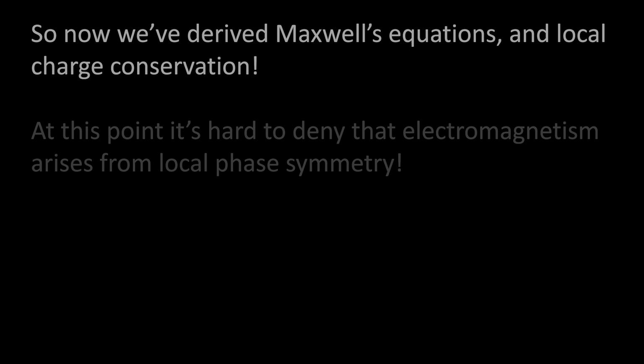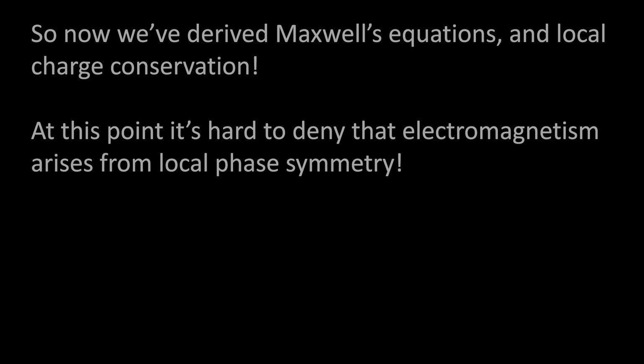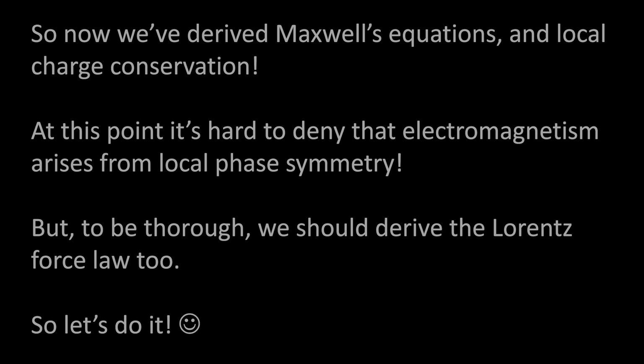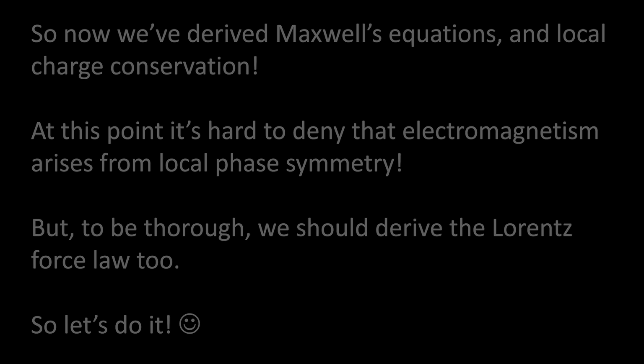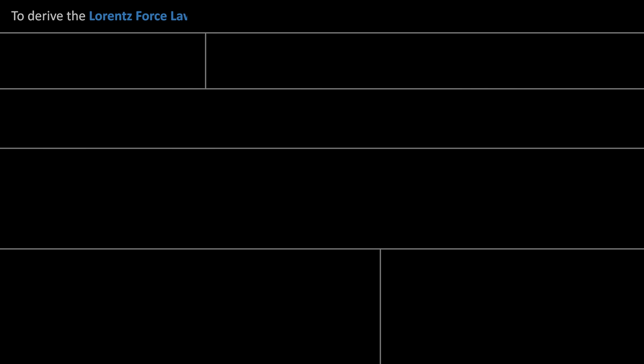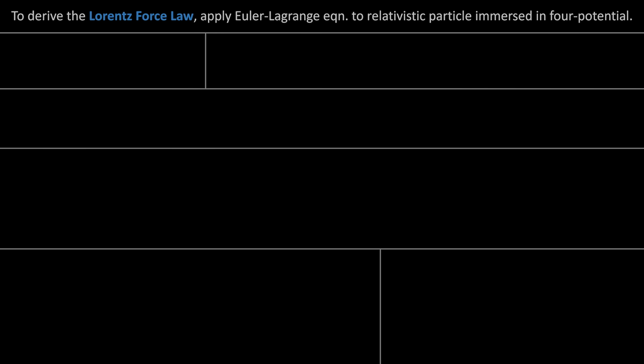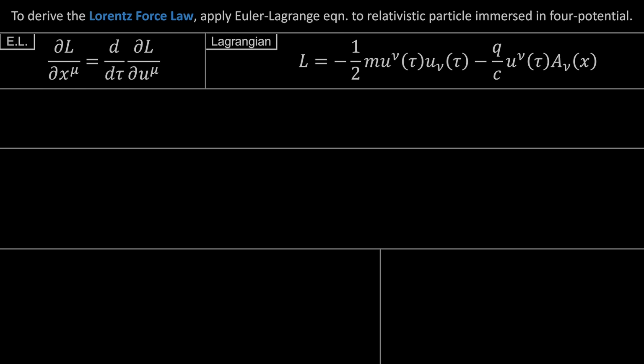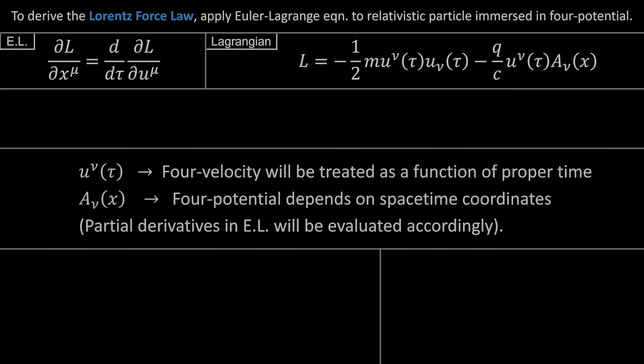Now we've got all the Maxwell's equations, and we've even got local charge conservation. But we still haven't yet derived the Lorentz force law. So let's do that. To derive the Lorentz force law, all we have to do is apply the Euler-Lagrange equation to a relativistic particle that is immersed in the four-potential. For this derivation, we're going to take as a starting point the Euler-Lagrange equation for a relativistic particle, as well as the Lagrangian for a relativistic particle in a four-potential. And from these principles, we're going to be able to derive the Lorentz force law.